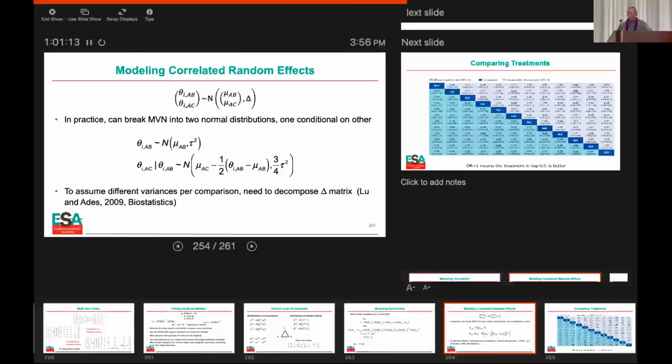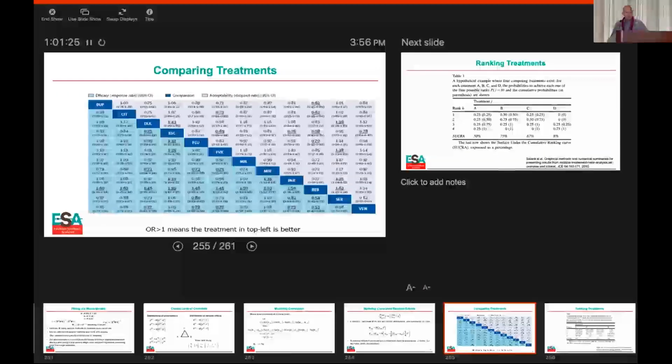And typically what the software does is it will split the multivariate problem into 2 conditional univariate problems in order to be able to fit it with the standard software. Okay, so at the end, when you fit all these models, what do you get? What you get is an estimate of the odds ratio comparing any pair of treatments with any other pair of treatments, again, under the assumption of consistency.